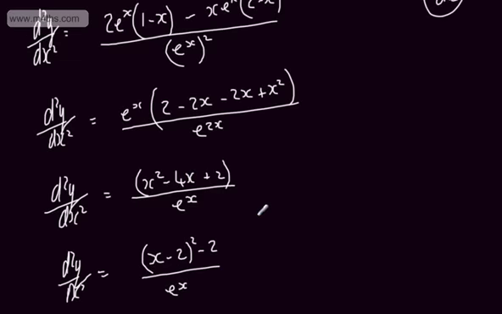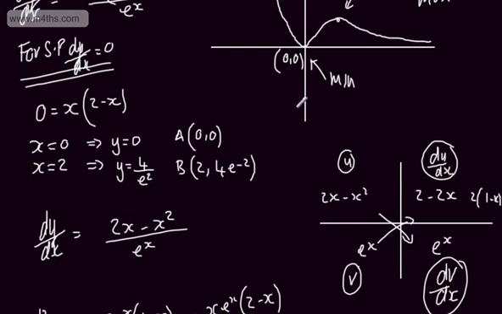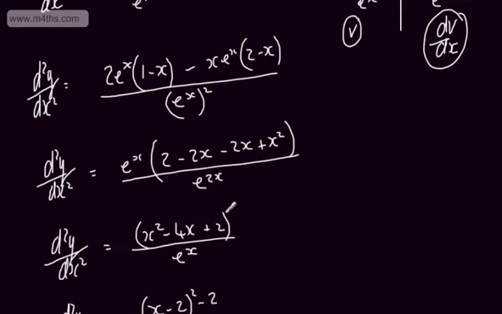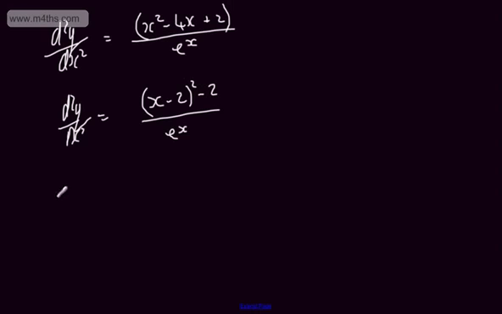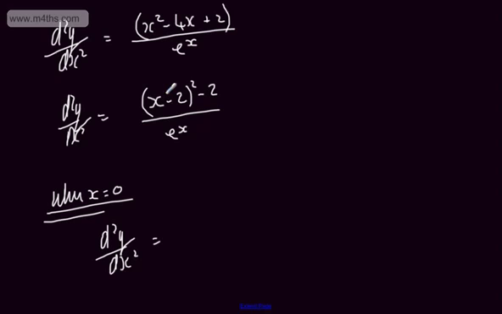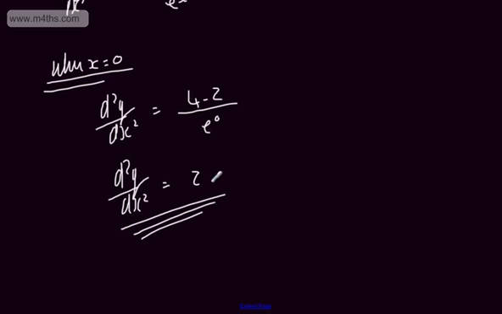So we could go ahead and test these points. Let's take this point here: if we took 0, 0 and subbed it in, when x is equal to 0, that was our first point, the second derivative d2y by dx squared is going to be, if I sub in 0 here, 4 minus 2 over e to the power of 0. e to the 0 is 1, 4 minus 2 gives me 2. So d2y by dx squared is giving me 2.